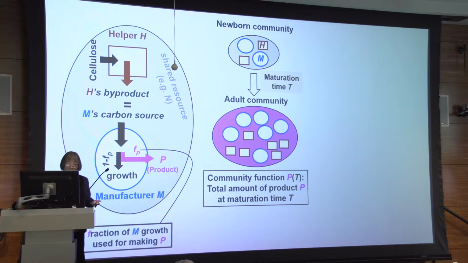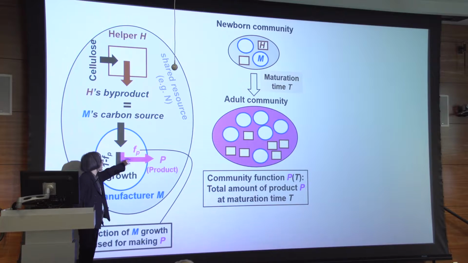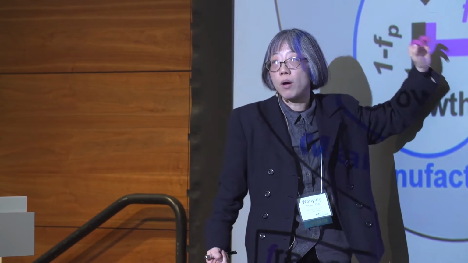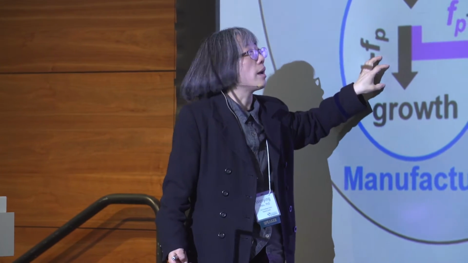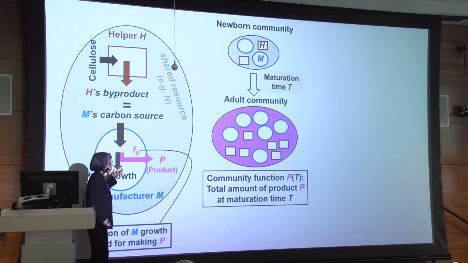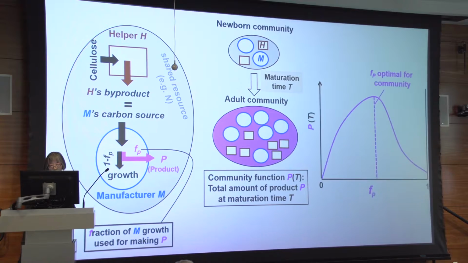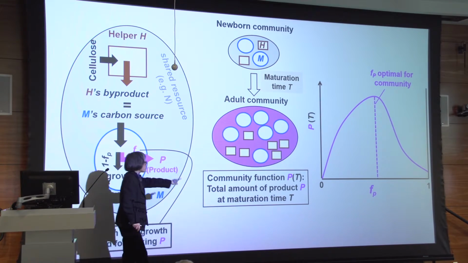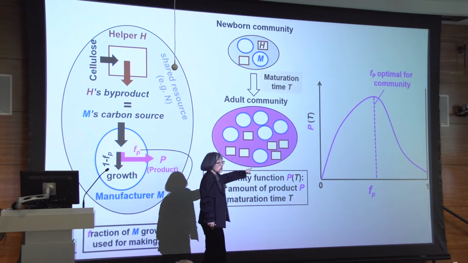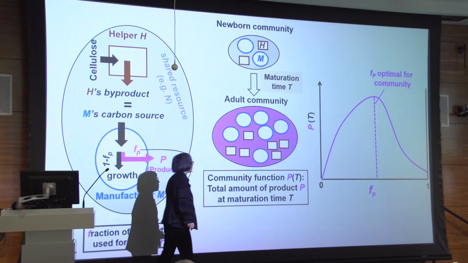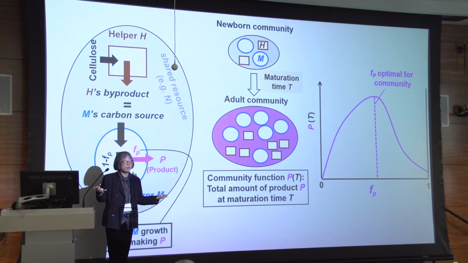So obviously, community function will depend on FP critically, right? Because if FP is 0, community function is 0. If FP equals 1, manufacturer cannot grow and might even die, so community function is low. So then we have an optimal FP for community function here. So are we ready to do the experiment?